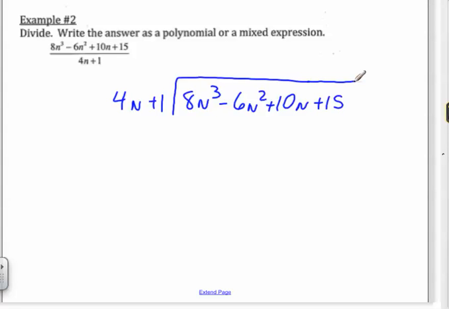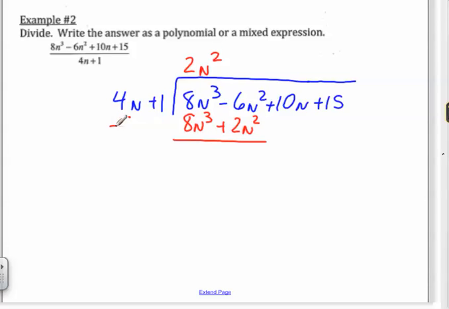You'll see I didn't need a placeholder. I have n cubed, n squared, n, and no n at the end. Okay? Now, I'm going to take the first term here and divide it into the first term there. 4n times 2n squared gives me 8n cubed. Now I need to multiply. 2n squared times 4n gives me 8n cubed. 2n squared times 1 gives me 2n squared.